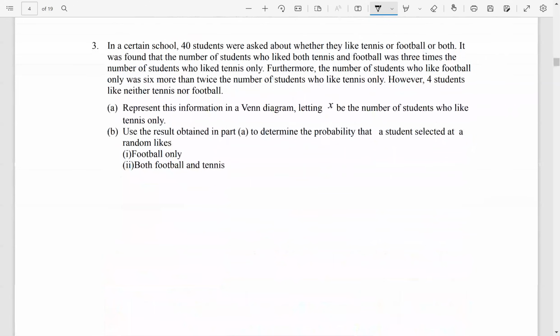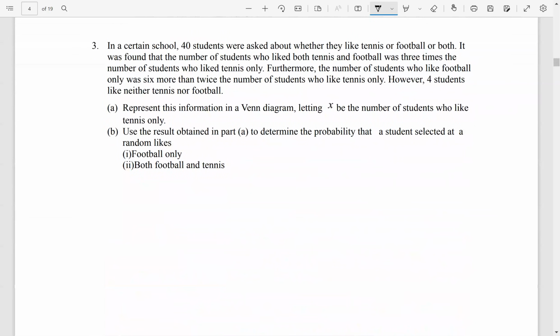Question number 3. In a certain school, 40 students were asked about whether they like tennis or football or both. It was found that the number of students who like both tennis and football were 3 times the number of those who like tennis only. Furthermore, the number of students who like football only was 6 more than twice the number of students who like tennis only. However, 4 students like neither tennis nor football. Represent the information in a Venn diagram, letting x be the number of students who like tennis only.